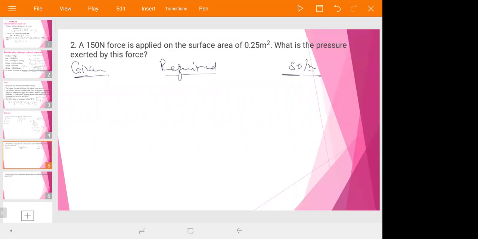What is the pressure? Newton per meter square. Pascal. 600 Pascal, or 300? How many? 600 Pascal. Okay.